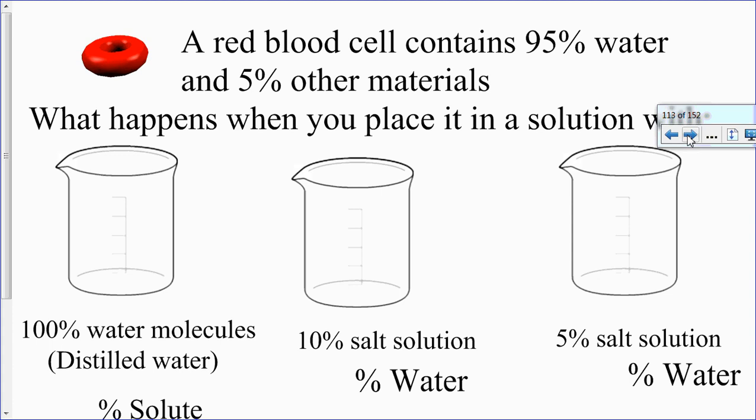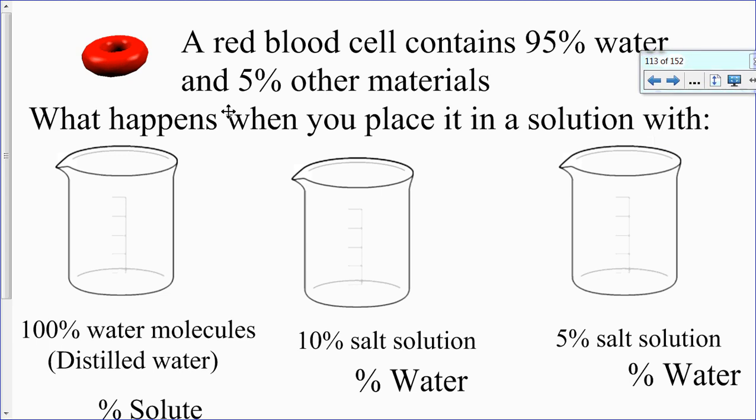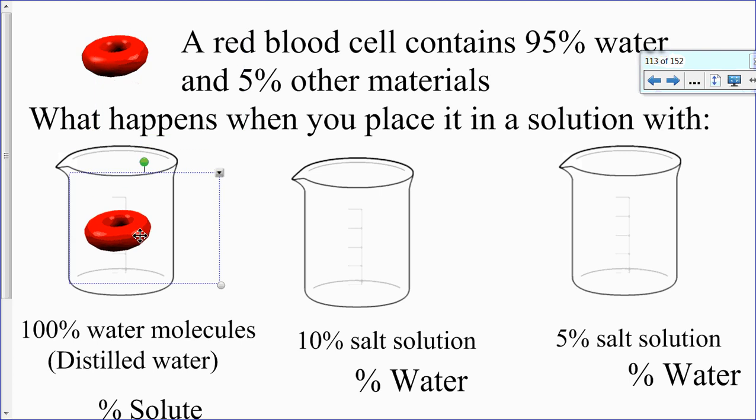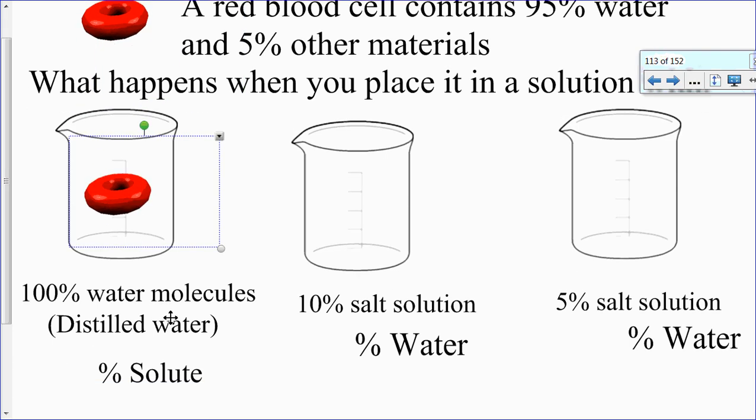And I'd like you to do one more. The next page on our notes shows a red blood cell. It also contains 95% water and 5% other ions and materials and minerals, things like that. And I want you to predict again what would happen if I took this red blood cell. Let's make another one. And let's put it in a beaker. And this beaker has 100% water. Pure water, no solute at all. In fact, I'll put 0 over here to represent that there is no solute.